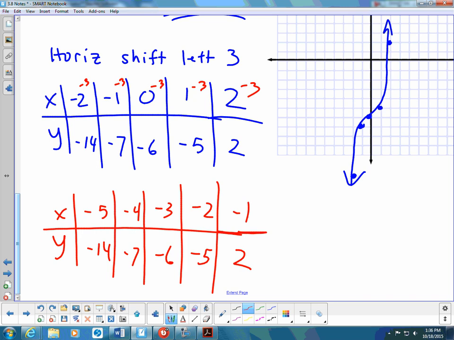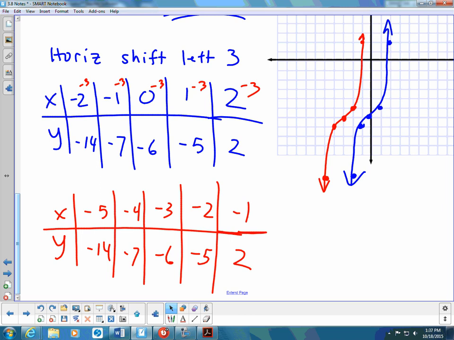So if I plot those points here, -5 is going to -14, so that's about here. And then we've got -4 at -7. So -4, -7 is here. This point should be moved over a bit. And then -3 is at -6. -2 is at -5. And -1 is at 2. So this graph now looks something like this. And you can see it's the same graph we had before. It's been just shifted to the left 3 units.